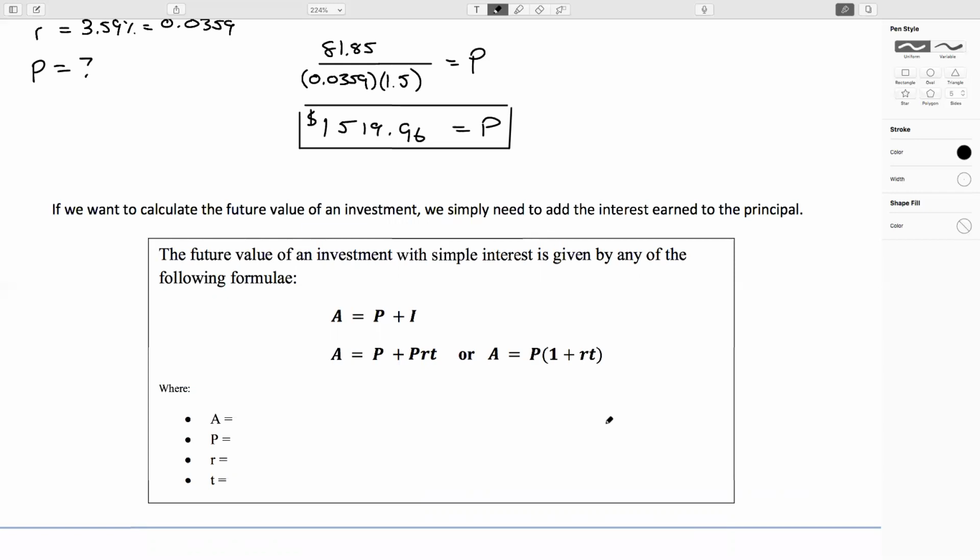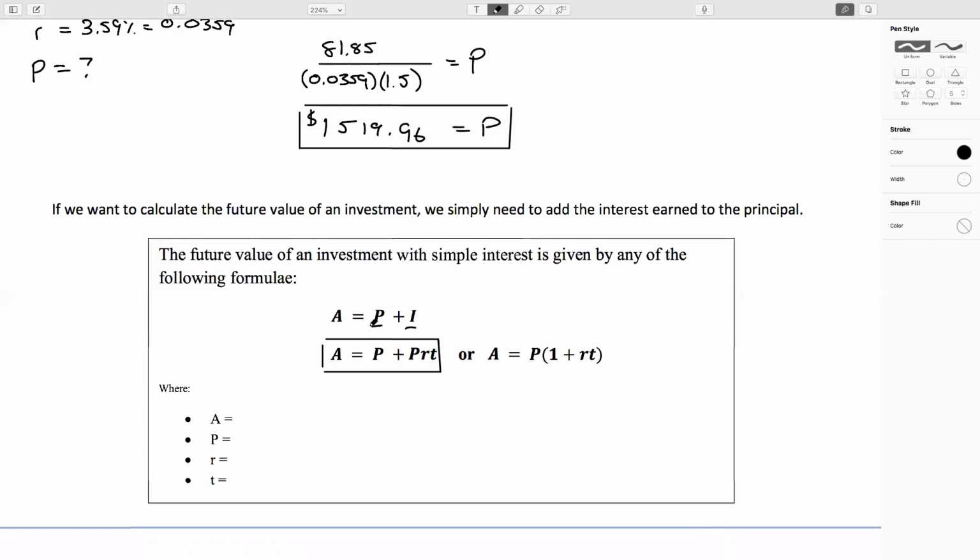So we've got a couple of formulas. The basic idea is that to find your future value, you need to take your principal and add your interest to it. If we take the formula I equals PRT, this sort of morphs our equation into A equals P plus PRT. And if you want to be a little bit more concise, you can simply write it like A equals P times (1 plus RT). Any of these formulas will work.